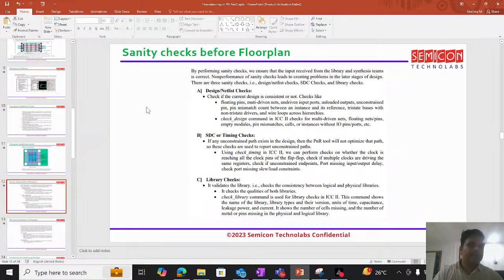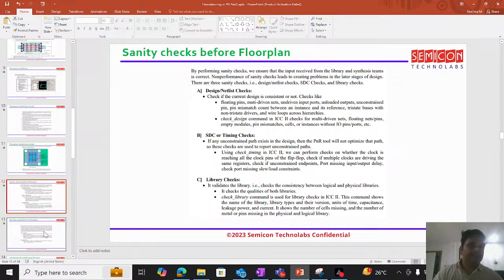Now library checks, as I mentioned last time, are already part of the design and netlist checks. So we don't have to do the library checks separately. We need to make sure that library checks are clean in the design and netlist checks. The reason being, if libraries are not proper, n number of problems will come. Sometimes the timing calculation will be abnormal. It will not reflect the proper DRV violations, nor the proper slack violations. So libraries should be proper, because everything depends on the library, especially in the timing world.